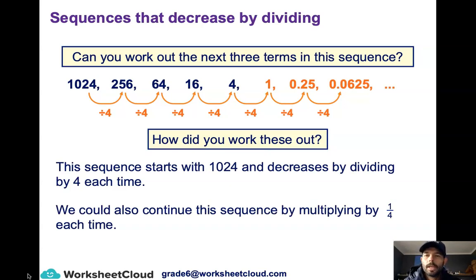You could also say that instead of dividing by 4, we could have multiplied by a quarter, and that's exactly the same as dividing by 4. So 1025 multiplied by a quarter is 256. Because remember, when we multiply by a quarter, we divide by the denominator, which is 4 anyway. Okay, so there's an added insight into that particular sequence.